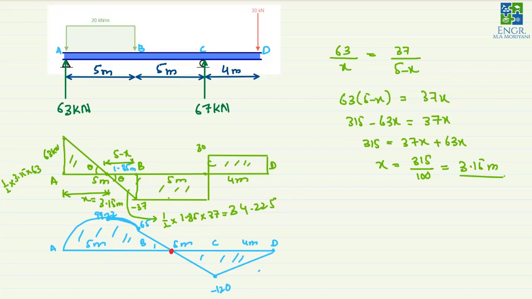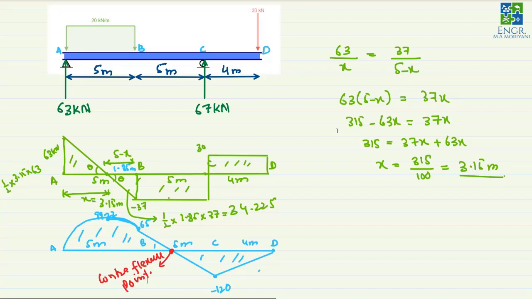Now one thing to be noted is this point. This is the point at which bending moment is crossing the zero value. So this is known as the point of contra flexure. The point of contra flexure is a point at which the bending moment changes sign.